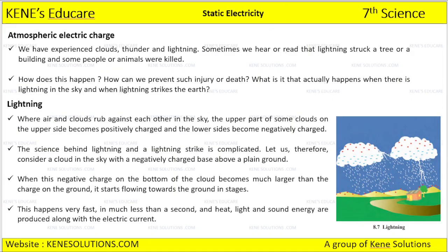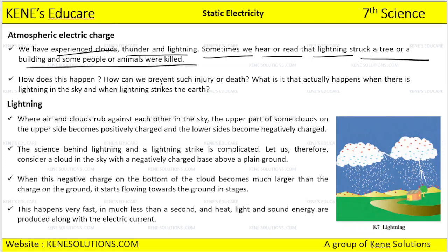Now what about atmospheric electric charge? We have experienced clouds, thunder, and lightning. Sometimes we hear or read that lightning struck a tree or a building and some people or animals were killed. We have heard many times that when thunder falls or lightning strikes, there are deaths of animals and deaths of human beings. Okay, why does it happen?